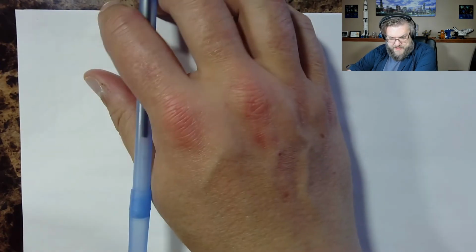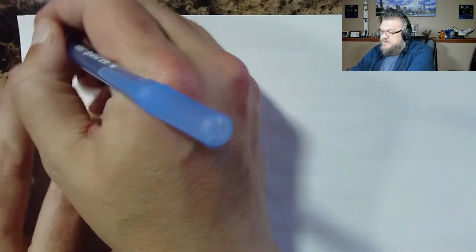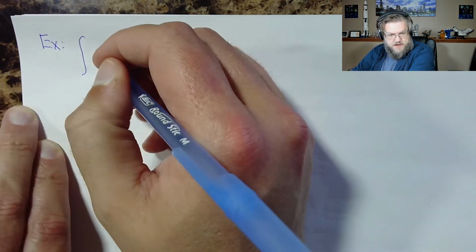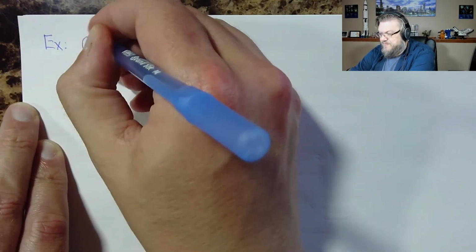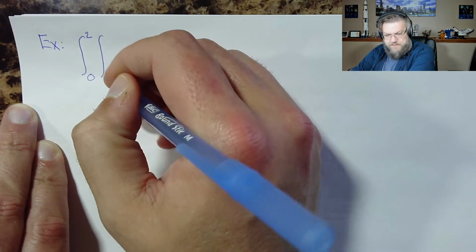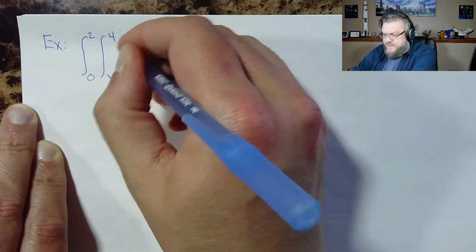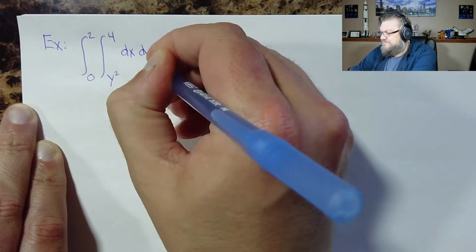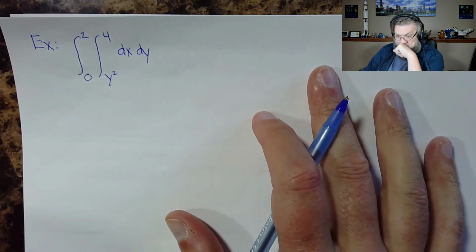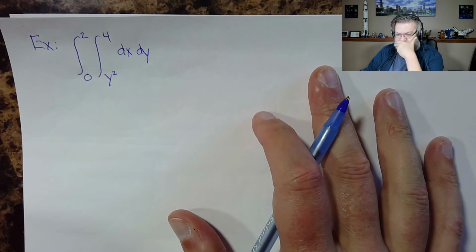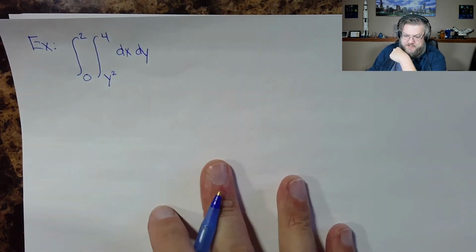All right, let's stick with this theme for maybe 1 or 2 more examples. Let's see what we make of this. I want to perform the integral from 0 to 2 of the integral from y squared to 4 of dx dy. I'd like to calculate this iterated integral.